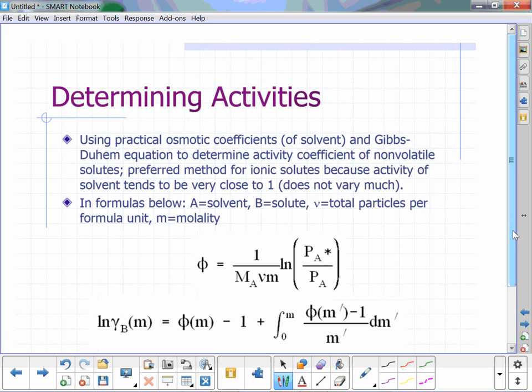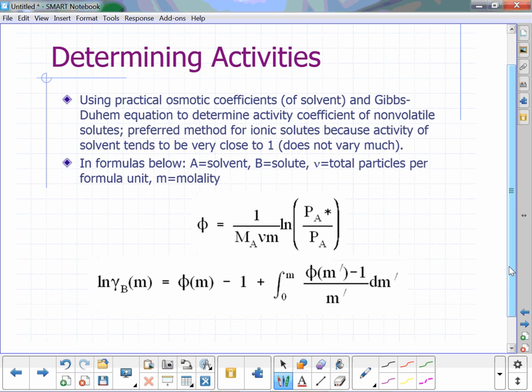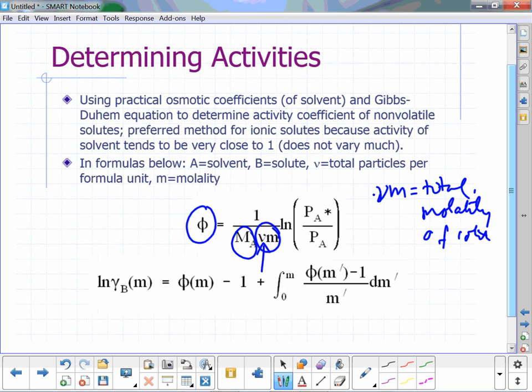This is using practical osmotic coefficients. Using the practical osmotic coefficient is a lot easier. So let's first define what a practical osmotic coefficient means. The definition of the practical osmotic coefficient, phi, is equal to ln Pa star over Pa times 1 over the molar mass of the solvent. Nu is the number of particles that your solute can generate in water. So nu m is actually the total solute molality. This is the total molality of solutes. And Pa star over Pa is really nothing more than the activity of your solvent.